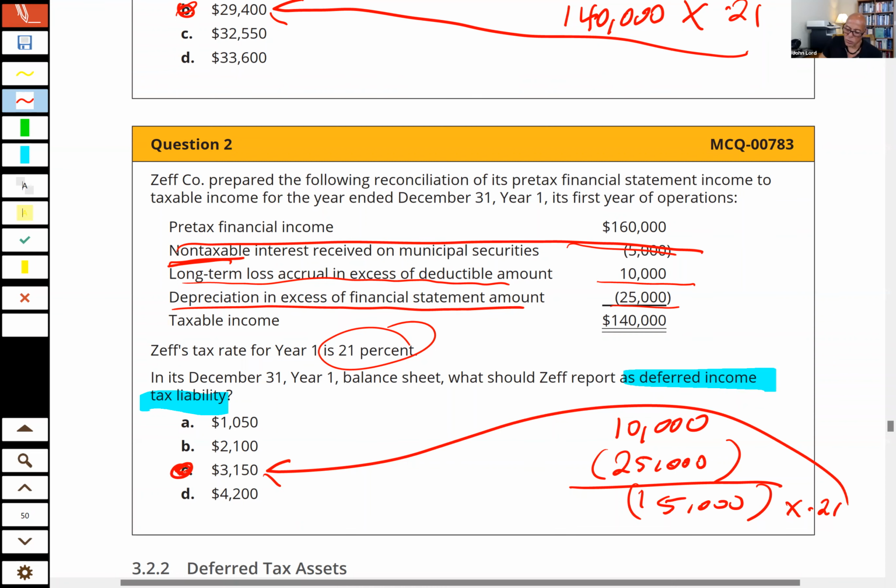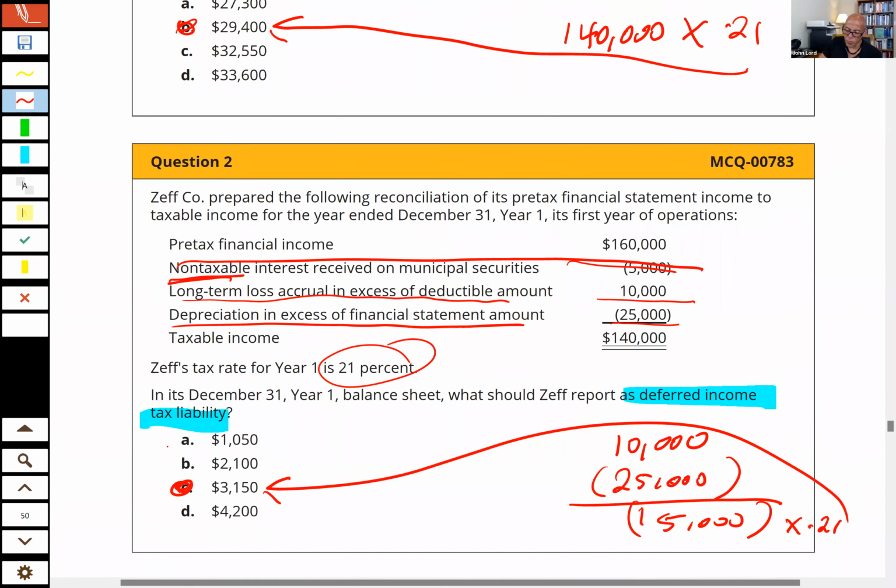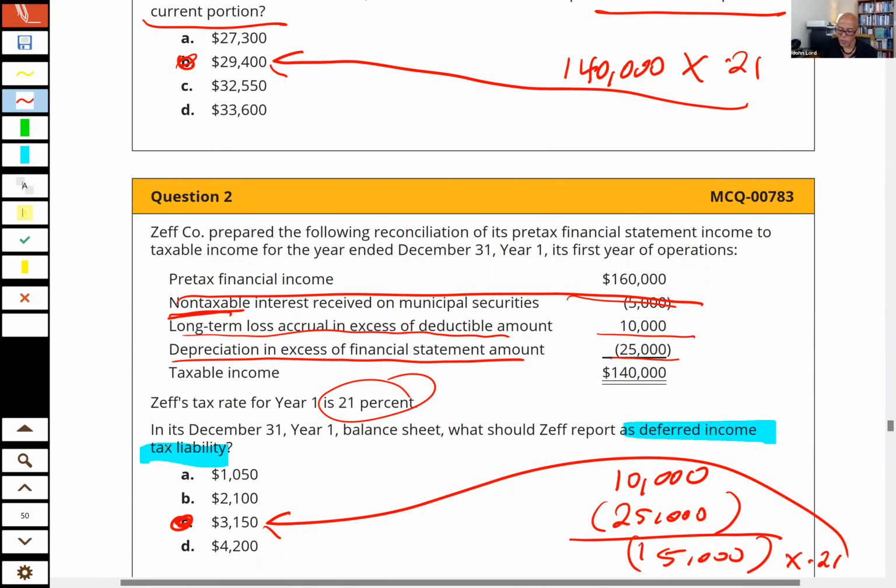Now, let me ask you a question. What if there was a third question here that said, what is the total tax expense? Could you answer that? They didn't ask that, but you would just add them together. The 3,150 plus the 29.4 is the total. And I have seen questions where they do that.